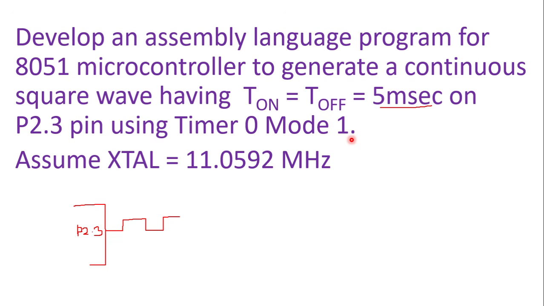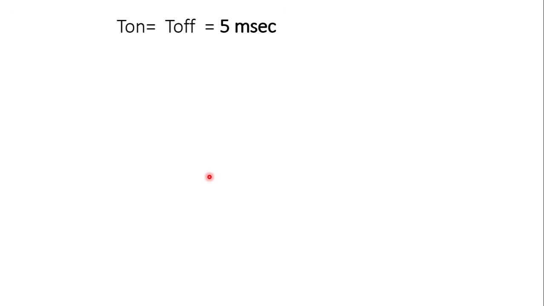Mode 1 is 16-bit mode and crystal is to be used of the value 11.0592 megahertz. For this purpose, we will first calculate the values which are to be loaded in timer register so as to generate the delay of 5 milliseconds. The on time and off time are the same, that is 5 milliseconds. So we will generate a delay which is equal to 5 milliseconds.